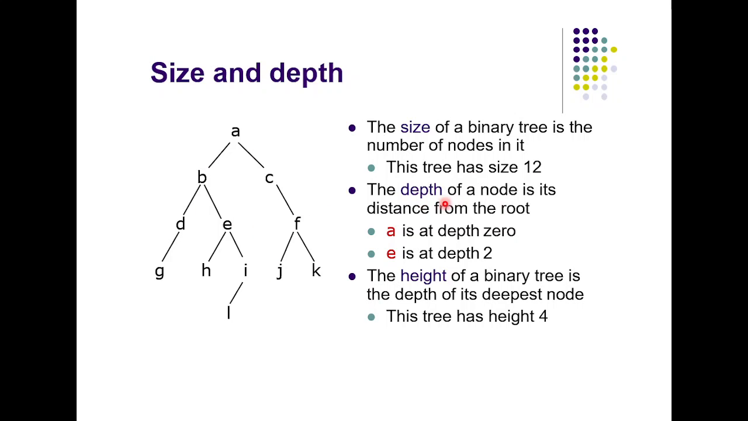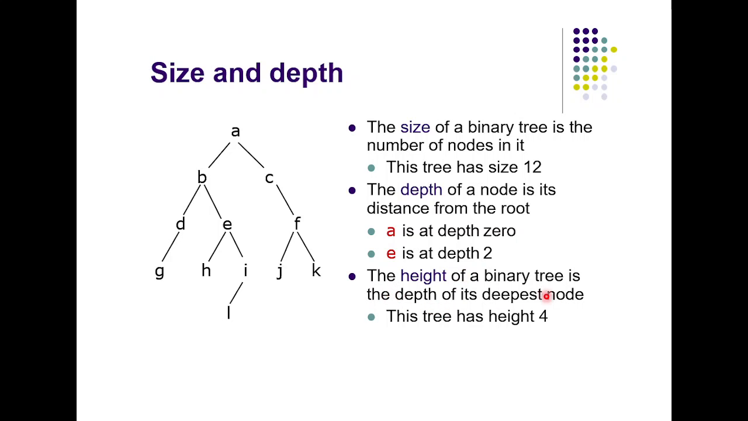The depth of a node. So what is the depth of a node? The depth of a node is its distance from the root. So, like if we talk about the depth of A, the depth of A is 0, because A itself is the root node. And if we talk about E, the depth of E is 2, because the distance of E from the root node A is 2. Distance means the number of links or the number of edges present from a node to the root node. So here from root node A to E, there are two edges present. So it means the depth of the node E is 2.